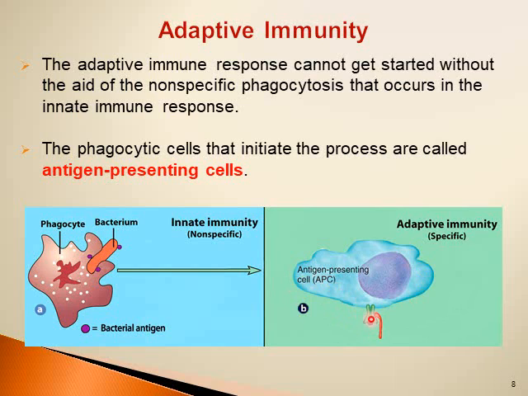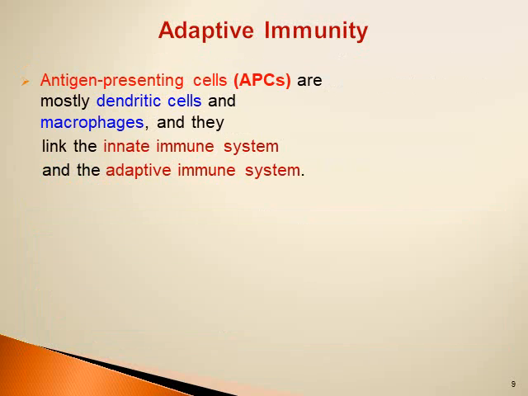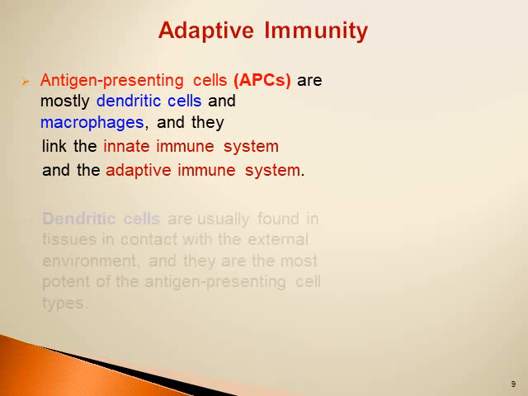As you can see here, after phagocytosis, the antigen presenting cells will bring the antigen to their surface and present it to the cells of the adaptive immune response. Antigen presenting cells, APCs, are mostly dendritic cells and macrophages, and these antigen presenting cells link the innate immune system and the adaptive immune system.